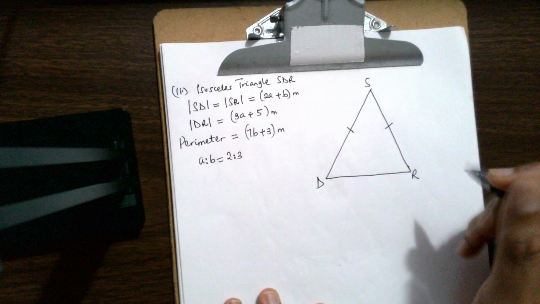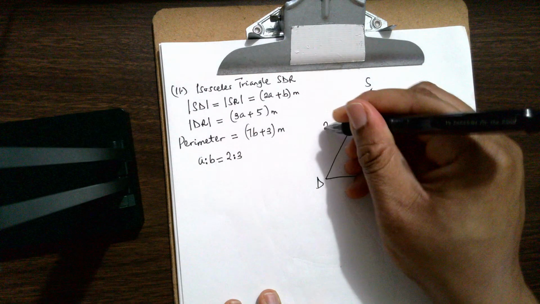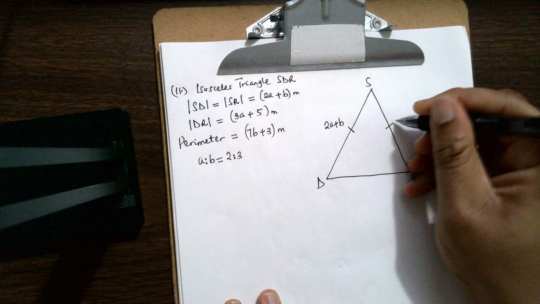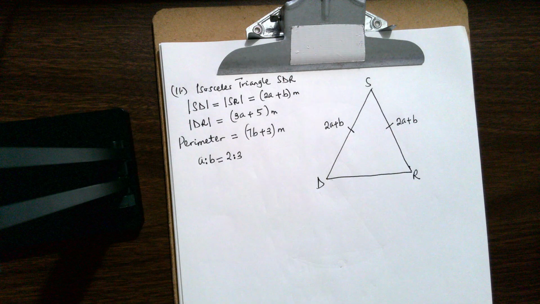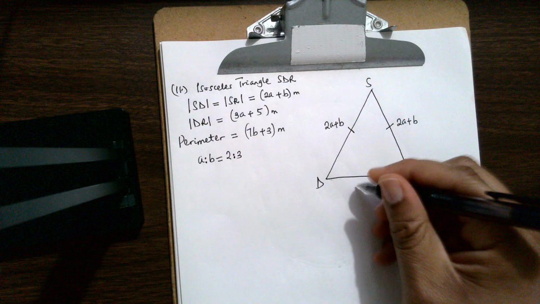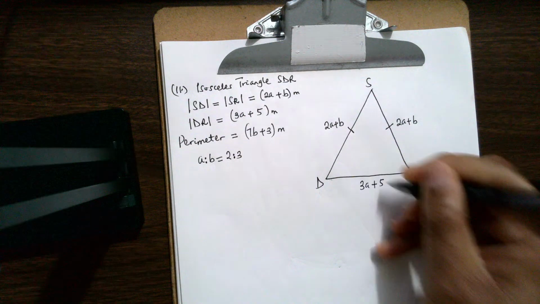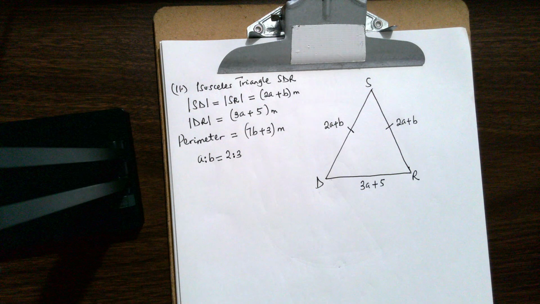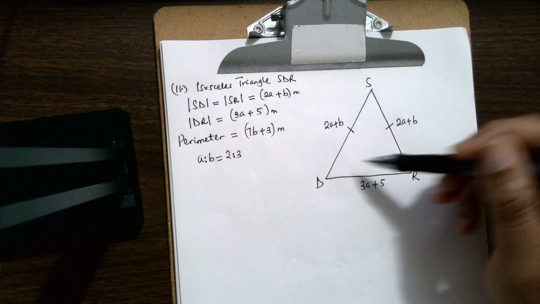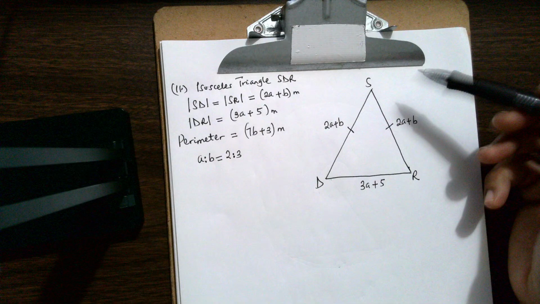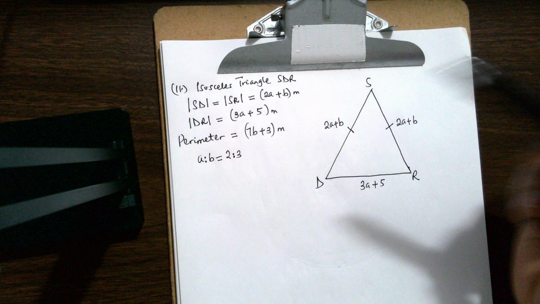SD is 2A plus B. So this will also be 2A plus B, the length. And then DR is 3A plus 5, this right here. The perimeter is the distance round. So the total distance round the triangle is SD plus SR plus DR. That's the perimeter.